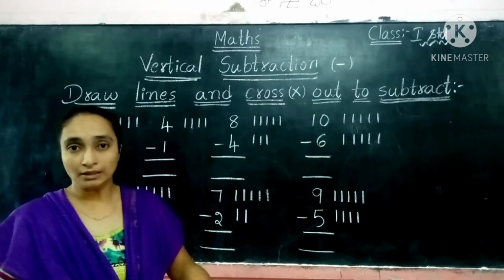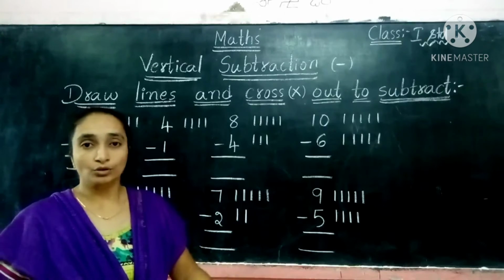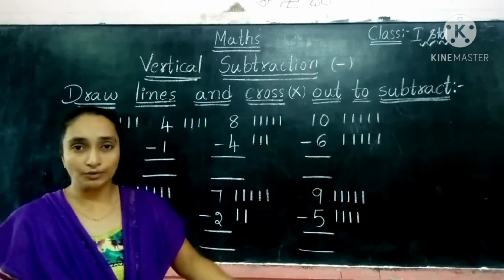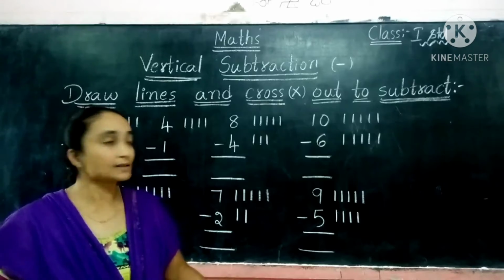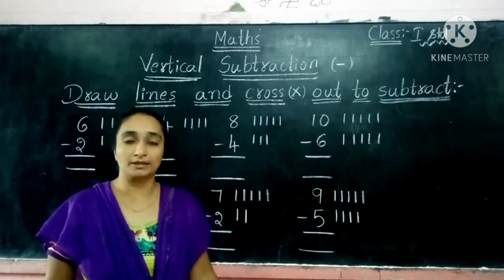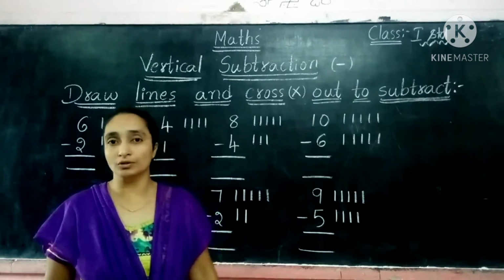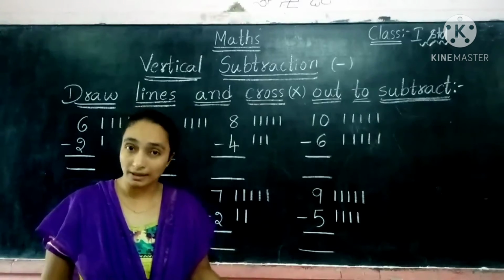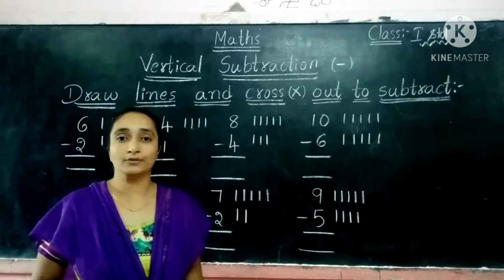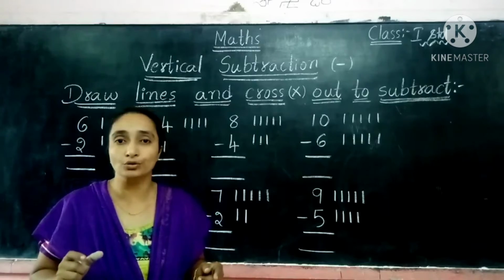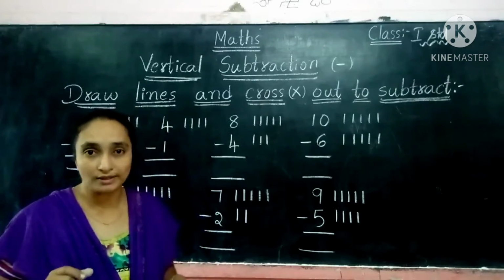The vertical subtraction that we discussed in the previous class, there the pictures were already there. We just had to cross out the pictures. But here we don't need to cross out the pictures. Here the pictures are not there. We have to cross out the lines. We only have to draw the lines and cross out the lines to show the subtraction. How to do the subtraction.